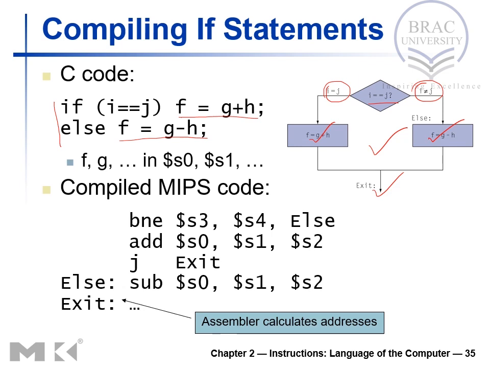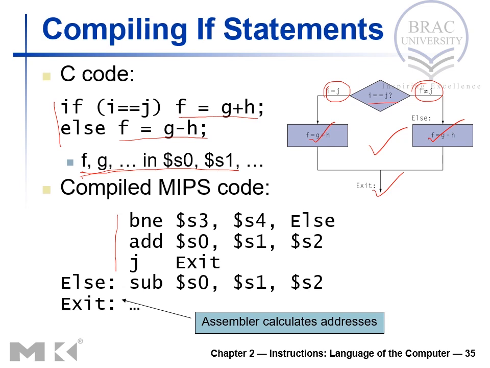Let's assign the variables in this C code to registers. This is the assignment that you see. F, g, h, i, j, all these variables are assigned to $s0, $s1, and so on. These registers are saved registers. Now, this is our assembly code, a MIPS code.